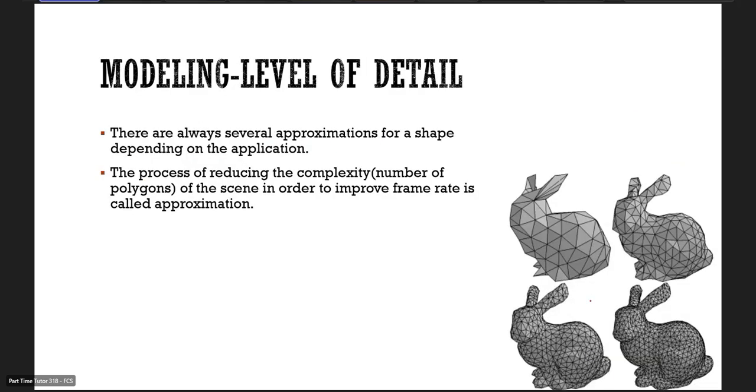We have seen this example in the previous class. Here we are modeling a rabbit by using triangles. What's the difference between the first rabbit and the second rabbit? You can see that in the second rabbit, we have more details. So what's the advantage of having more detail? We have good quality of the image. But we are increasing the complexity.